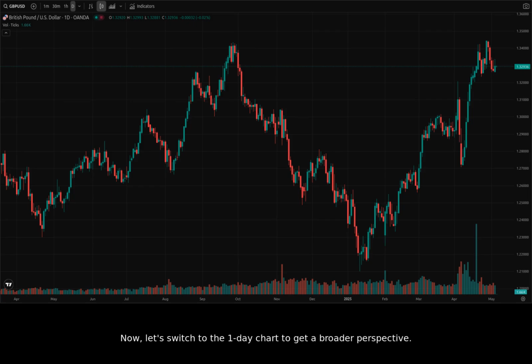Now, let's switch to the one-day chart to get a broader perspective. Looking back to late 2023, we can see GBPUSD traded around 1.27 and gradually trended upwards. In July 2024, we see a high around 1.30, retracing back down to 1.28 to continue the long-term trend upward. A significant peak occurred in September 2024 around 1.343.